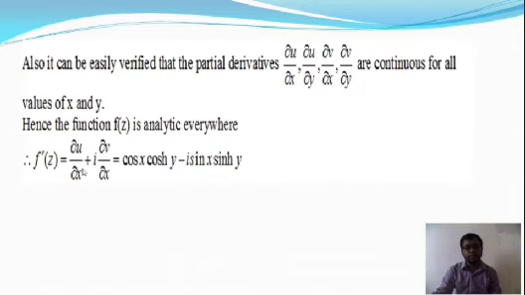After using the Cauchy-Riemann equation, here I will take only the differentiation with respect to x. So f dash z is equal to del u del x plus i into del v del x. Here del u del x is equal to cos x cos hyperbolic y, and del u del y is equal to minus sin x sin hyperbolic y. So this is actually the analytic function f of z, and it will be f dash z.